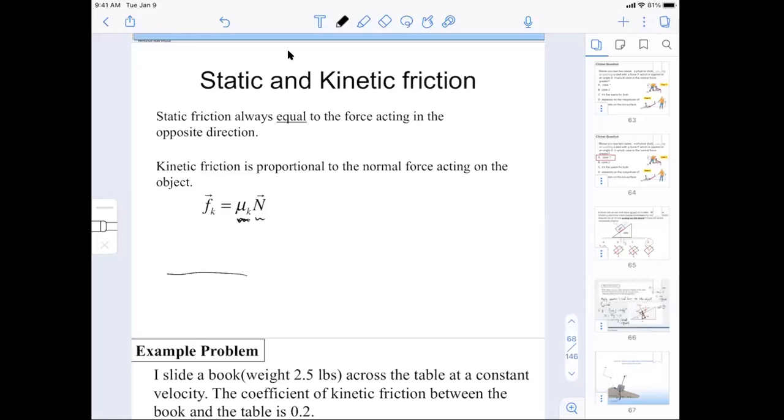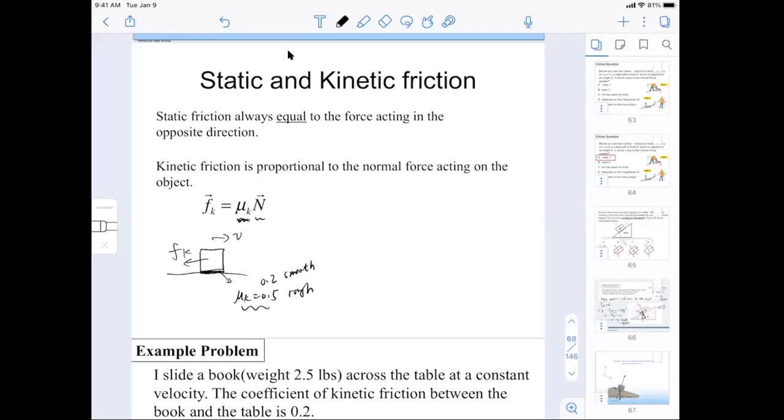So if you look at, for example, if I have a block right here, and if your mu is 0.5 versus if mu is 0.2, this is more smooth. This is more rough. Where you have a bigger mu, it's going to have a bigger friction. If it's moving this way, you're going to have friction in the opposite direction.